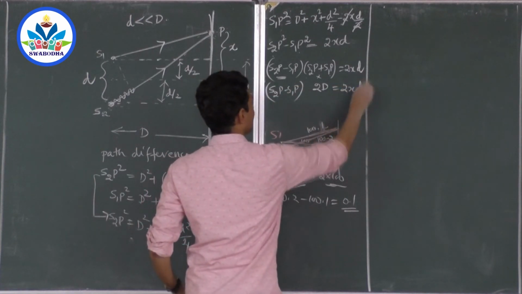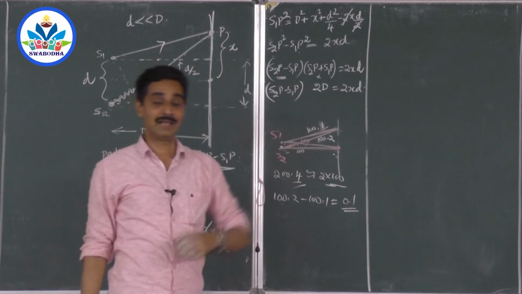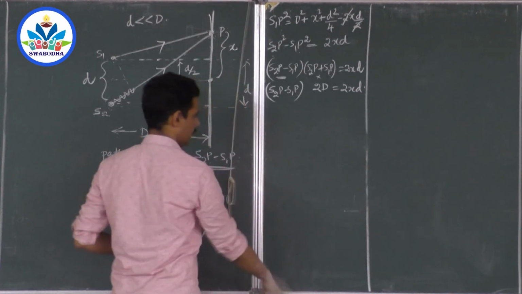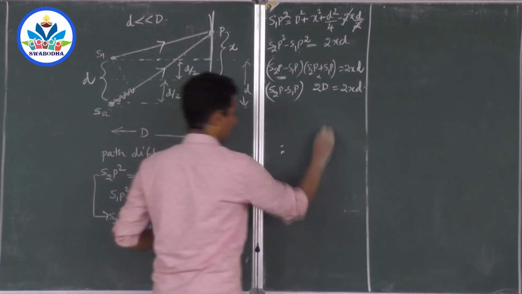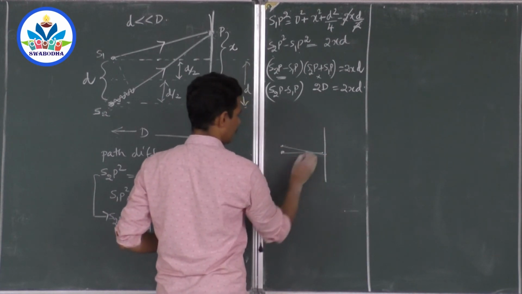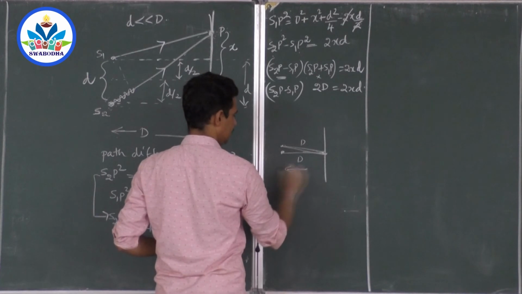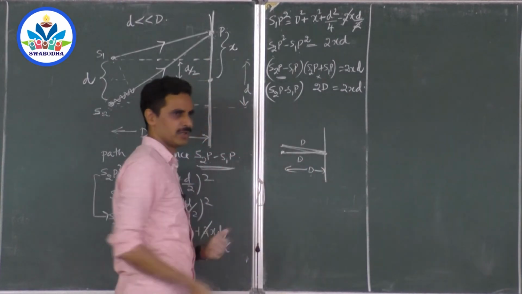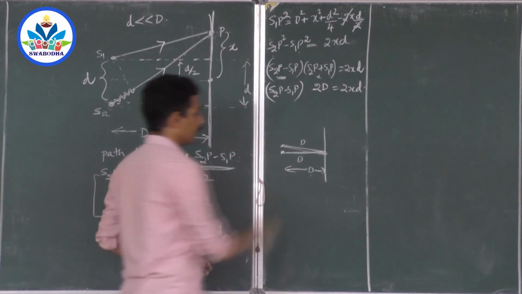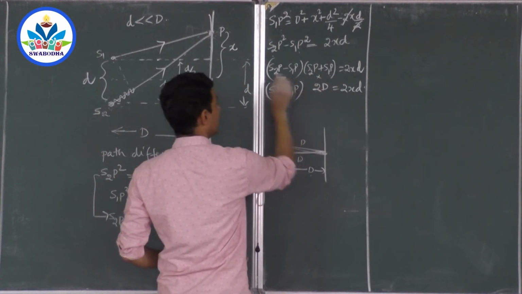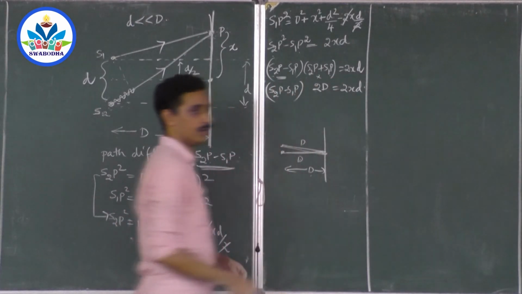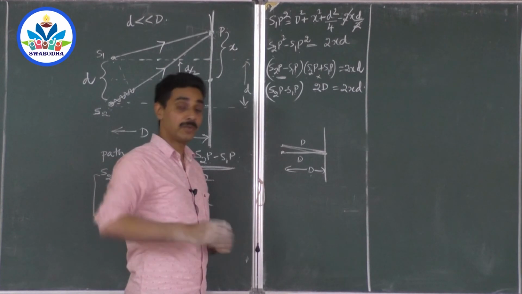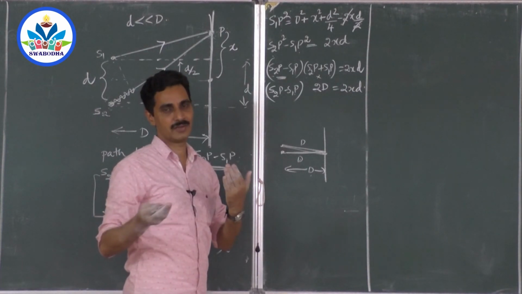Now why I am struggling so much to explain this is, at the end you will ask me, sir, when the sources are very close and the screen is far away, all these distances are D, D, D, everything is D. Even though this is a little bit more than D, it is not much more, it is almost D. Then D plus D is 2D. Then why don't you take D minus D equal to 0? That's not possible. You can't take it as 0, because that difference is so important. But when you add it, that difference is not so important.